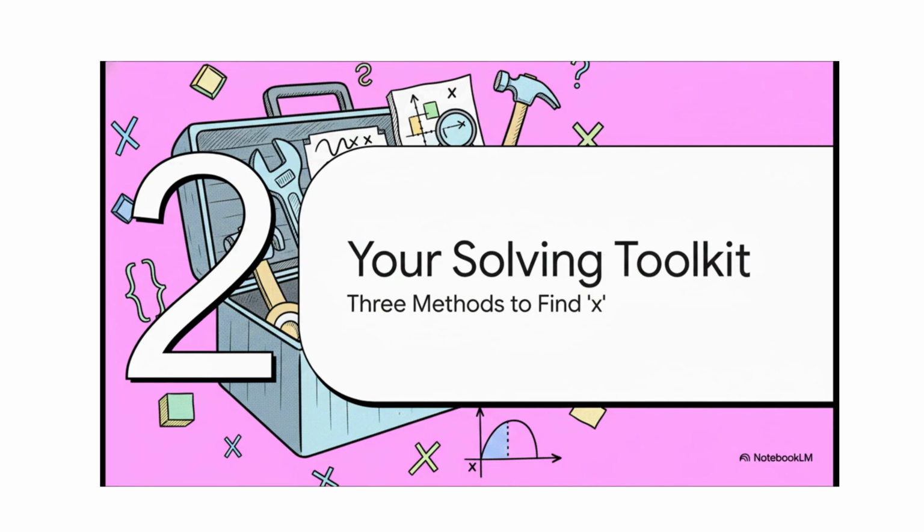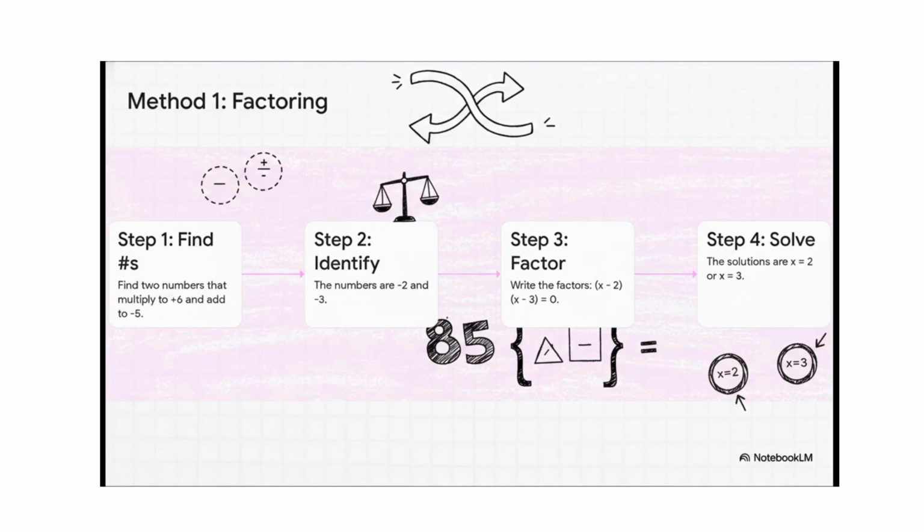So, we know what a quadratic is. The next logical question is, how do we solve it? How do we actually find that hidden value of x? Well, think of it like opening up a toolkit. There isn't just one way to do it. There are a few different tools we can pull out, and part of the skill is just knowing which tool is the right one for the job. Okay, the first and, when it works, the fastest tool in our kit is called factoring.